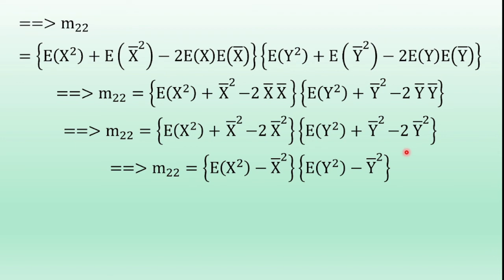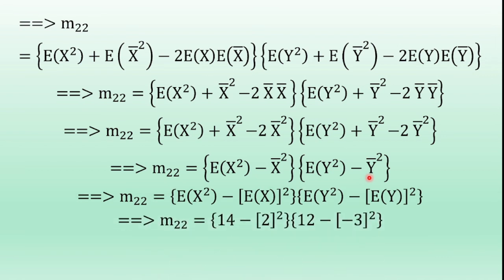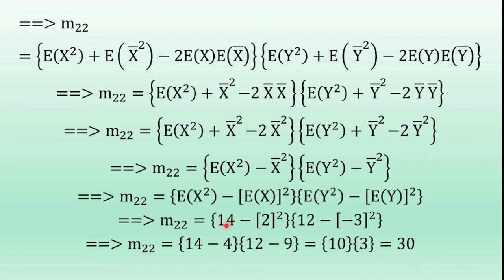Therefore, M22 is equal to the expectation of x square minus x bar square, into the expectation of y square minus y bar square. From the given data, the expectation of x square and the expectation of x are available, so substitute those values here. E of x square is 14 and e of x is 2, so 14 minus 2 square, into, e of y square is 12 and e of y is minus 3, so 12 minus minus 3 whole square. Simplifying and reducing the right-hand side, finally we get the M22 value as 30.